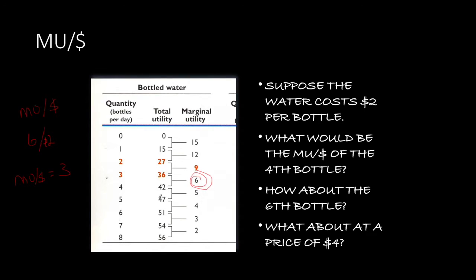Okay? Second problem is, what would be my marginal utility per dollar of the sixth bottle of water? Well, my sixth bottle is going to give me a marginal utility of 4. So it would be 4 over $2. My marginal utility per dollar is going to equal 2, right? So the more water I consume, the less marginal utility per dollar I'm going to get out of it.